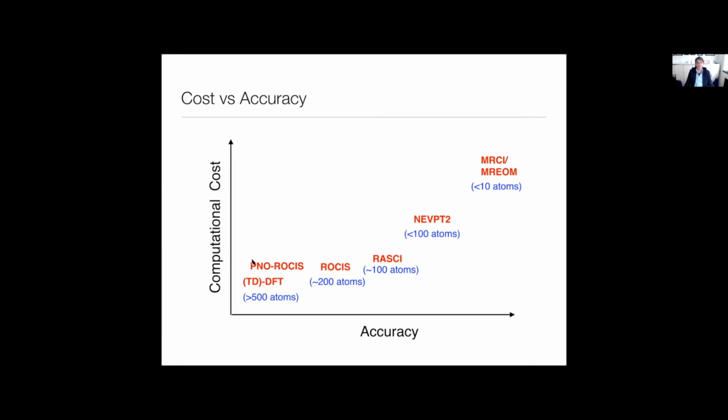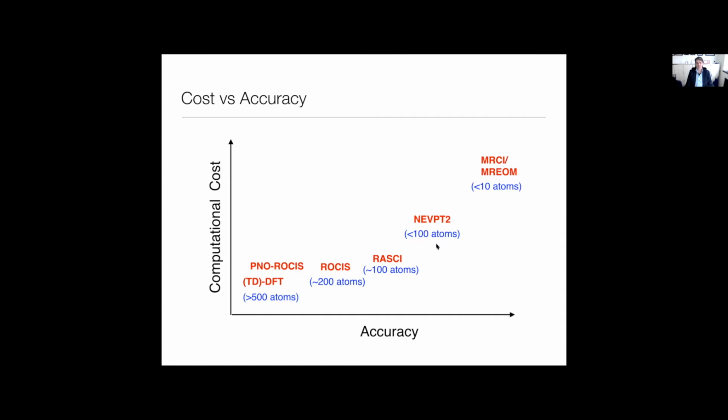But PNO-ROSIS is a very efficient tool that is highly recommended. Then there is RACI. RACI probably can be used for about 100 atoms or so. We haven't quite done that, but I don't really see why one shouldn't. It's definitely doable. Then FPD2 is probably best applied to systems with less than 100 atoms.